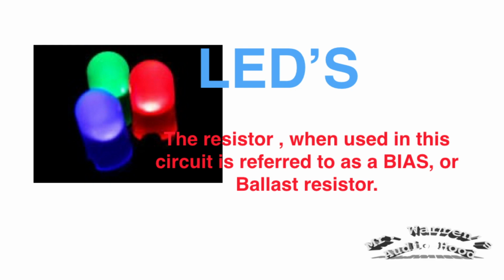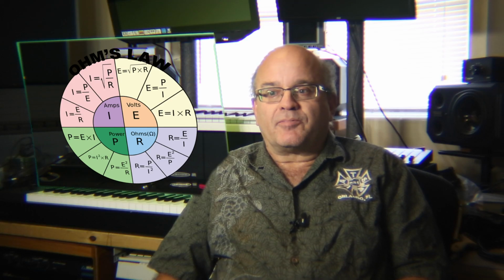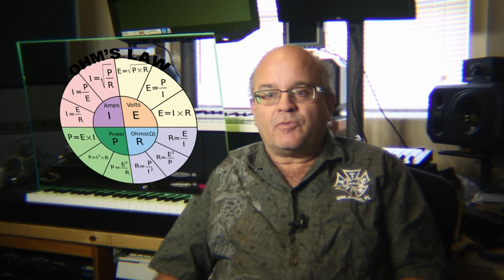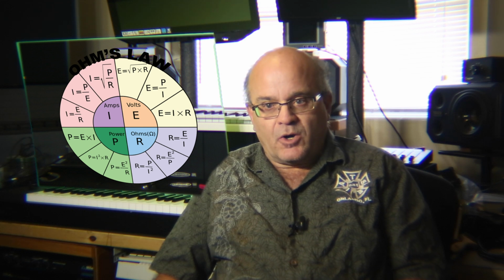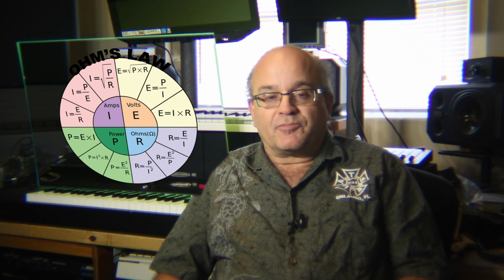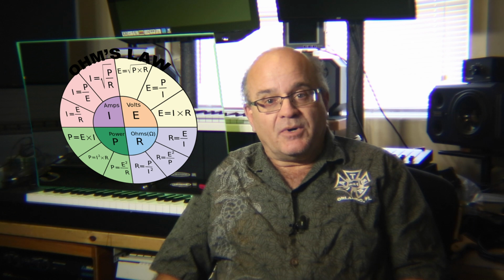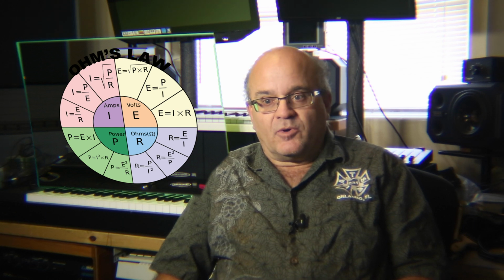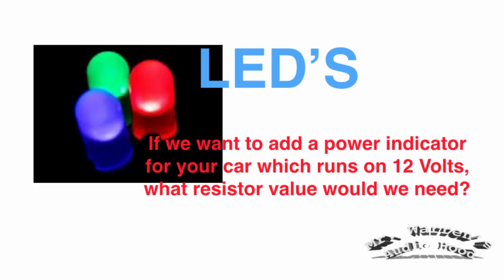If we want a practical example, let's imagine we want to add a little indicator light to your car. Unless you're driving a pre-1964 Volkswagen Bug, your car runs on a 12-volt battery. So we know that the voltage is 12 volts. We start with that. So 12 volts divided by 0.020 equals 600.